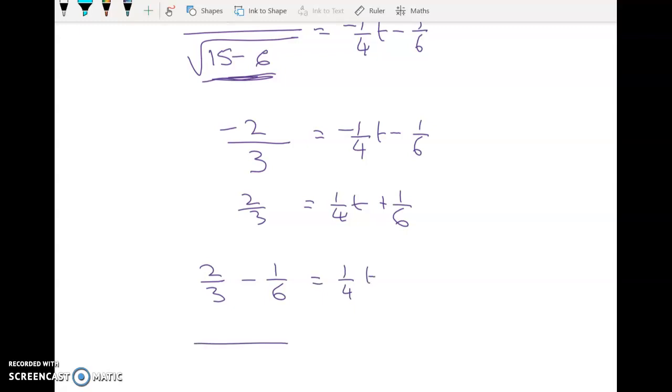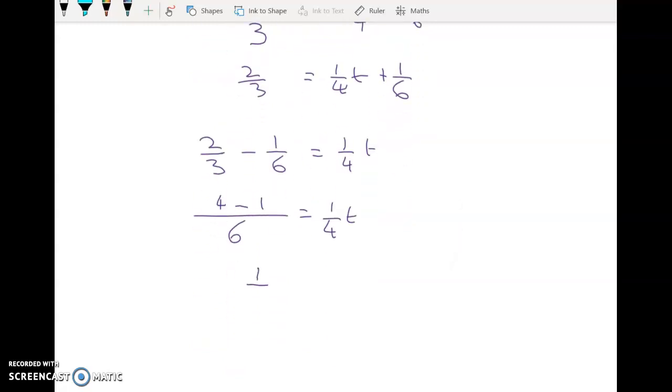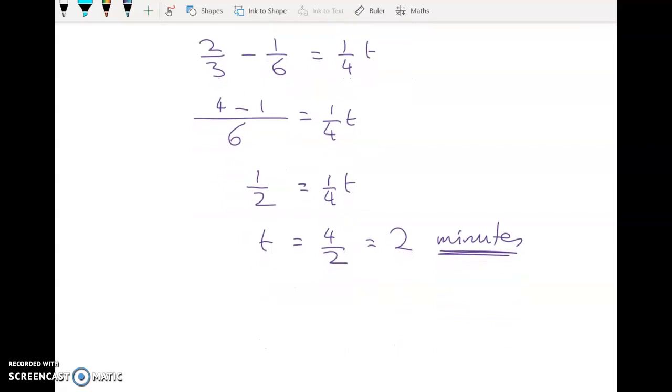Common denominator here. I know you're doing this on your calculator, but please don't make me cry. 4 sixths take away 1 sixth is equal to 1/4 t. That leaves me with 1/2 is equal to 1/4 t. So t is equal to 4/2, which is 2 minutes. And we might as well answer that with a nice sentence in context.